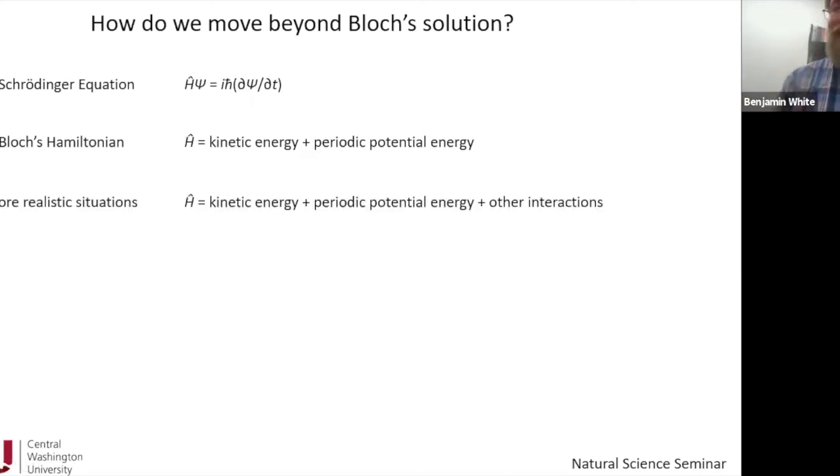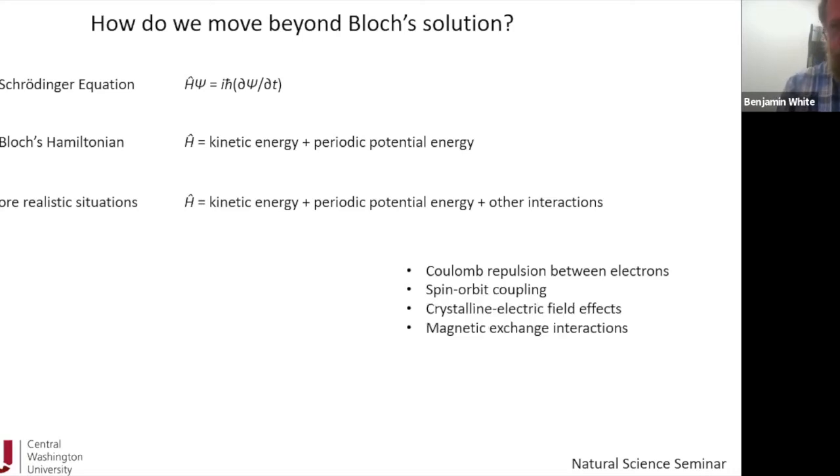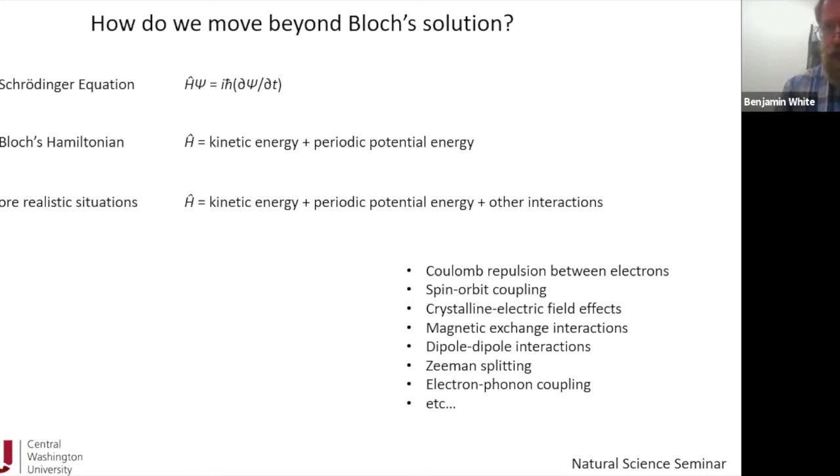So in more realistic systems, at minimum we have to include the kinetic energy of the electrons and the potential energy from the lattice, but we have to include other interactions as well, because real systems have so many other interactions. Those could be interactions like the Coulomb repulsion between electrons, right? Like charges repel one another. Spin-orbit coupling, crystal electric field effects, magnetic exchange interactions, classical dipole-dipole interactions. If we apply a magnetic field, Zeeman splitting, electron-phonon coupling, and the list could go on and on and on. There are so many different interactions we could consider, and that's where this gets complicated.